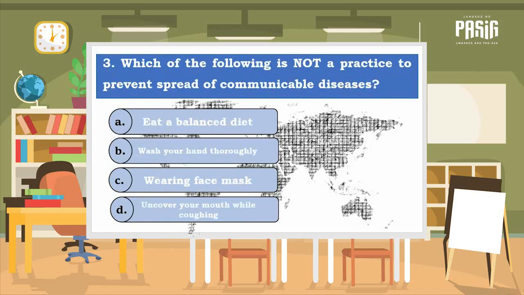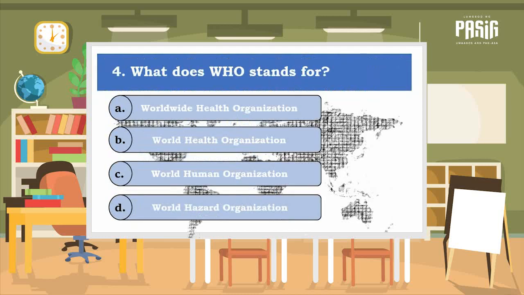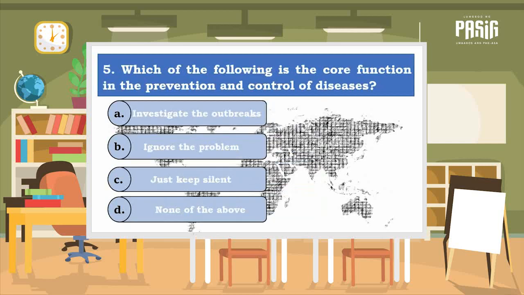Number 3. Which of the following is not a practice to prevent the spread of communicable diseases? And the answer is letter D, uncover your mouth while coughing. Number 4. What does WHO stand for? And the answer is World Health Organization. Number 5. Which of the following is the core function in the prevention and control of diseases? And the answer is letter A, investigate the outbreaks.